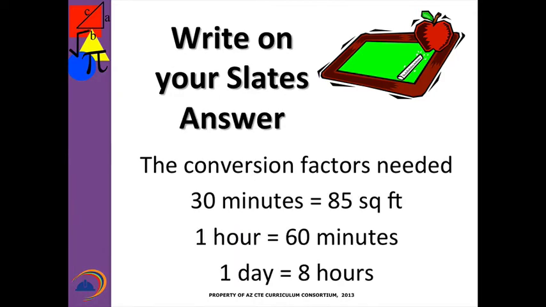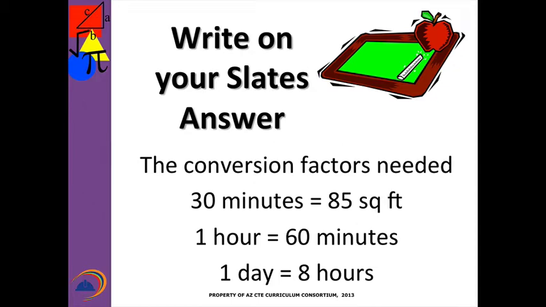Welcome back. Here are the conversion factors you're going to need. We know that from the problem, in 30 minutes the painter can paint 85 square feet. So 30 minutes would equal 85 square feet. We know logically 1 hour is 60 minutes. You also had to know that one workday is usually 8 hours, right? So let's go ahead and work out the problem.